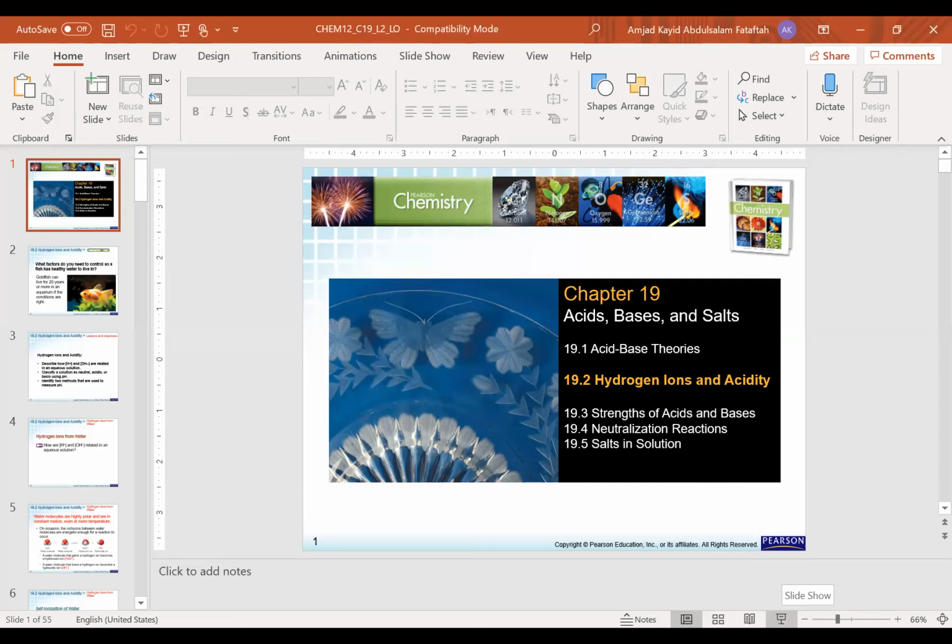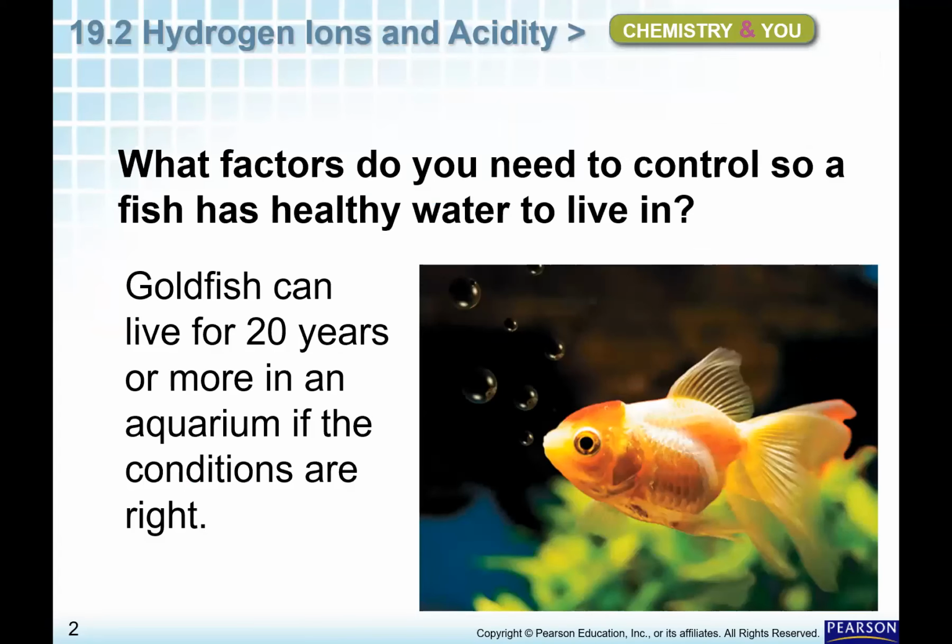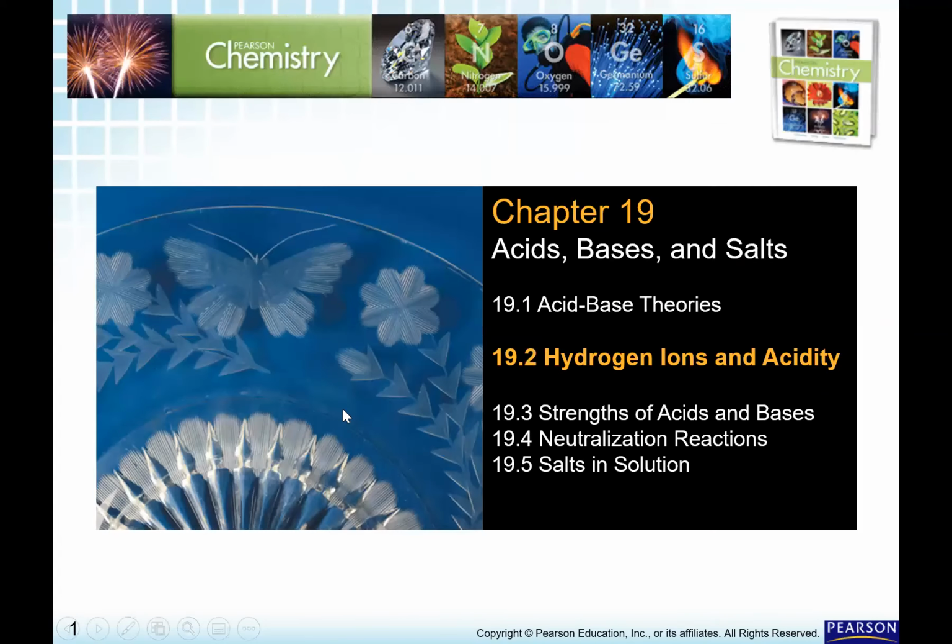All right. So last time we started chapter 19, which is about acids and bases. We introduced the theories, that is, the definitions of acids and bases, and those are named after the scientists who discovered them. We talked about Arrhenius acids and bases, then the Bronsted and Lowry, and then also the Lewis acids and bases.